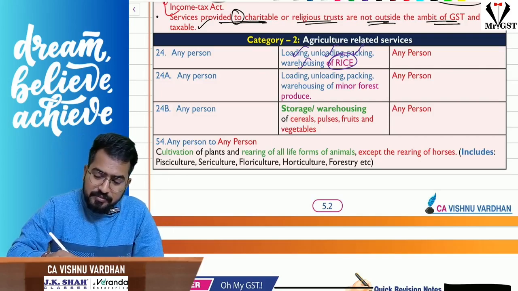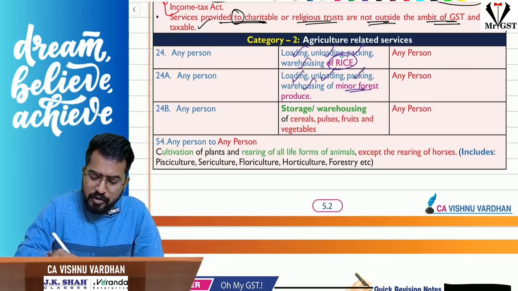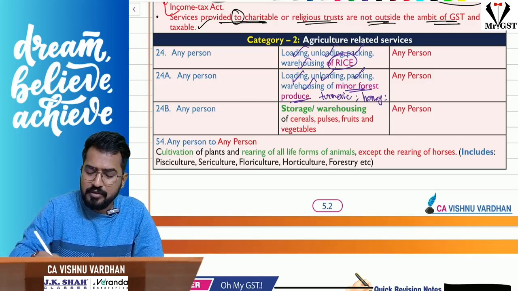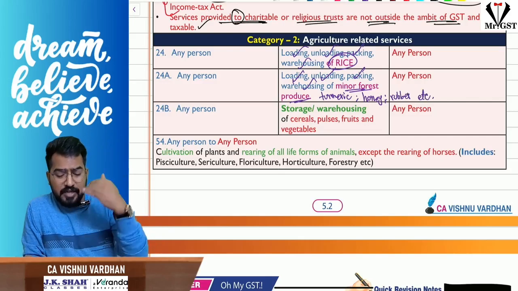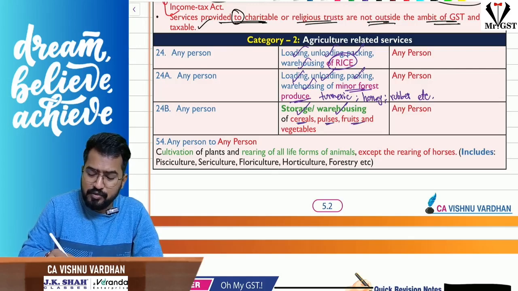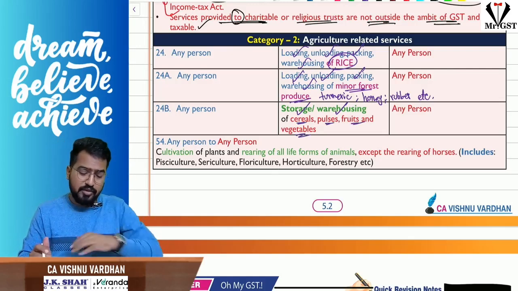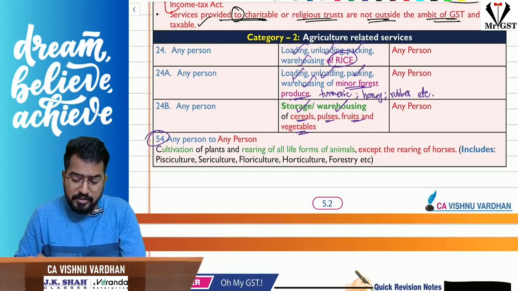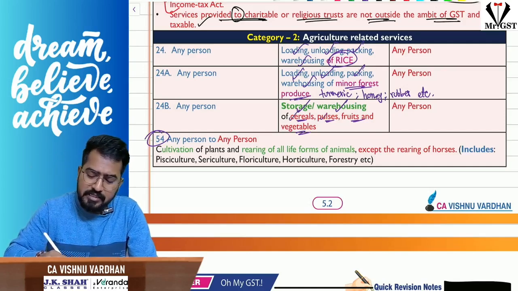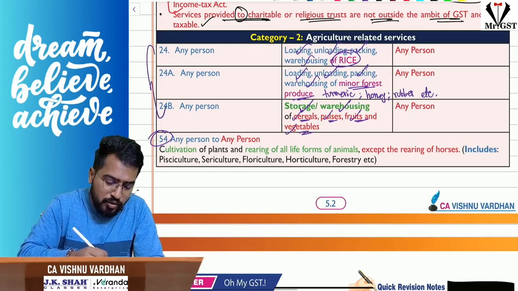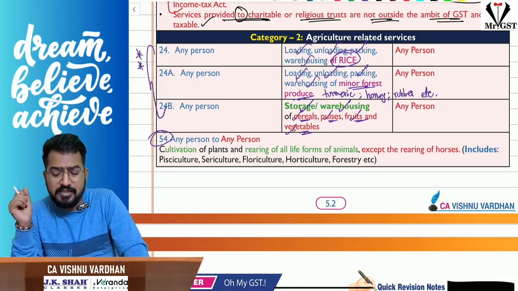Next, sir, loading, unloading, packing, warehousing of minor forest produce like turmeric, honey, rubber, etc. These are exempt under GST. Again, storage or warehousing of cereals, pulses, fruits and vegetables: if they satisfy the definition of agricultural produce, they will come under entry 54 and enjoy the exemption. But even if they do not satisfy the definition of agricultural produce, storing or warehousing of these things, that is the cereals, pulses, fruits and vegetables, will be exempt under GST. Please make sure you are thorough with these exemptions, mark them important. Small adjustments, there are chances they will be tested in the exam.